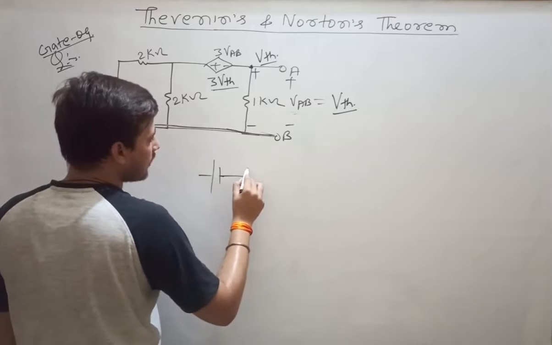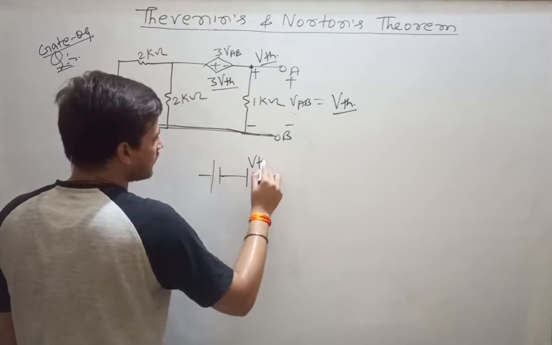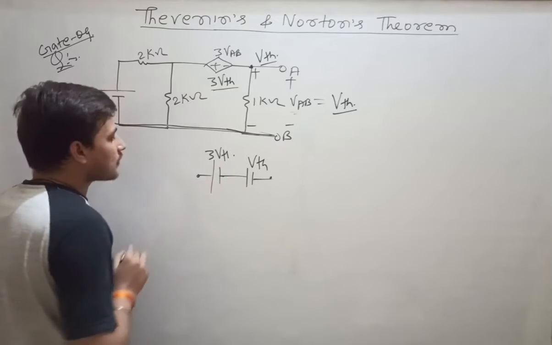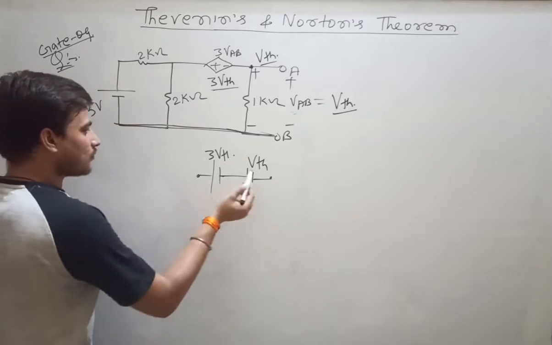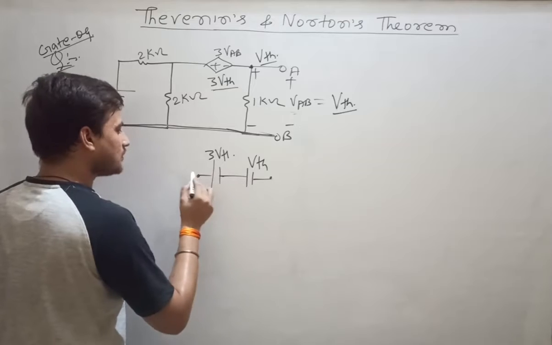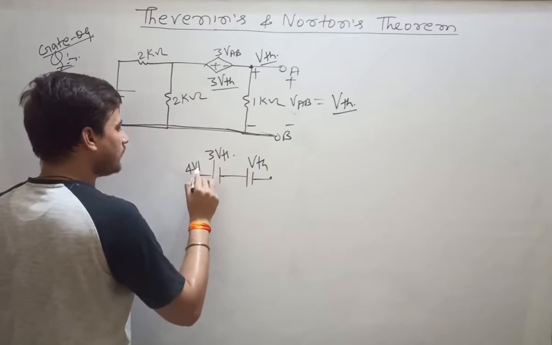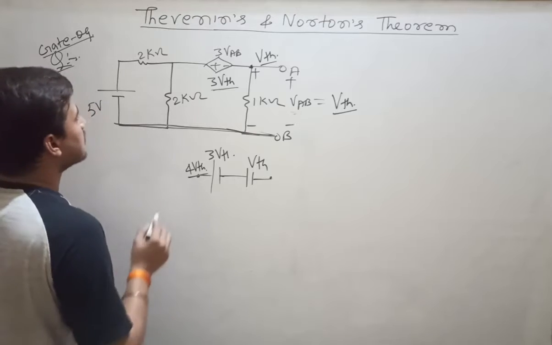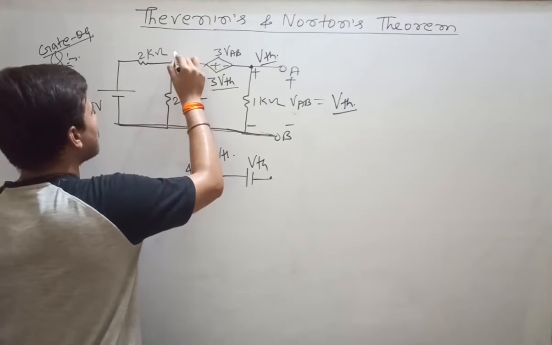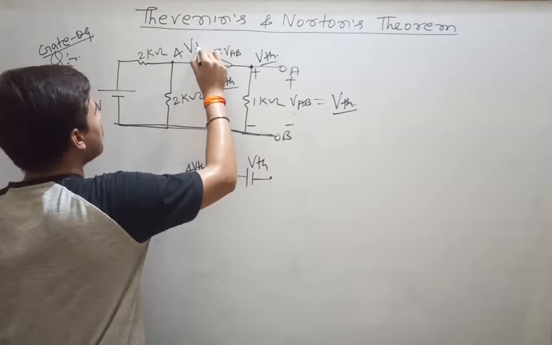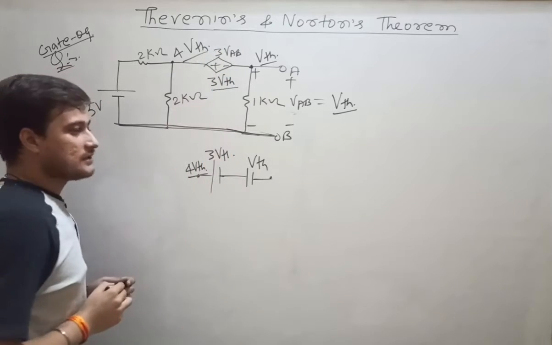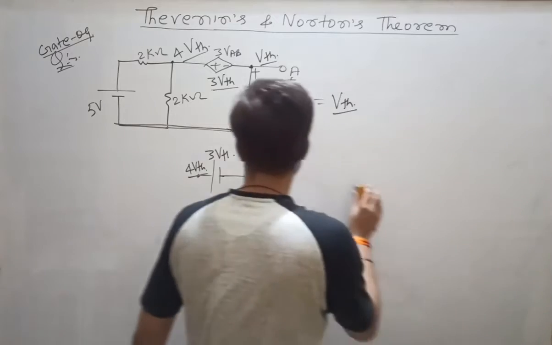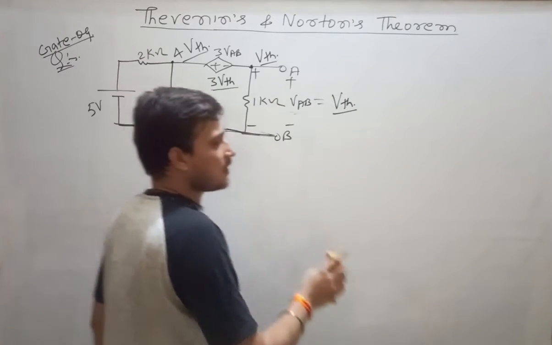Here you have already one battery, its potential is VTH, and here you are getting 3 VTH. So what will be the potential of this point? These two batteries will be added, so here the potential will be 4 VTH. So we can write the potential of this point will be equal to 4 VTH. This is the shortcut that you have to apply here to solve the question in a single step.